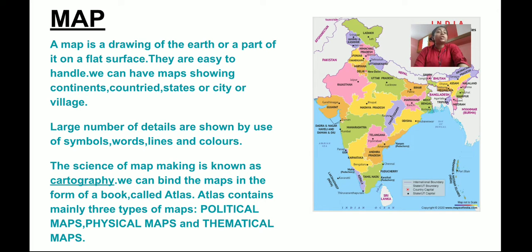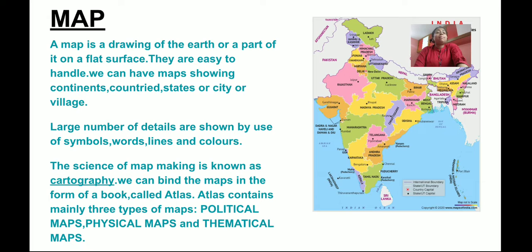We can have maps showing continents, countries, states, a city or a village. You can easily draw a country, states or village on paper. A large number of details are shown by the use of symbols, words, lines and colors. In the political map of India, each and every state is colored by a different color. For example, Rajasthan is colored pink and Gujarat is colored yellow. The science of map making is known as cartography.